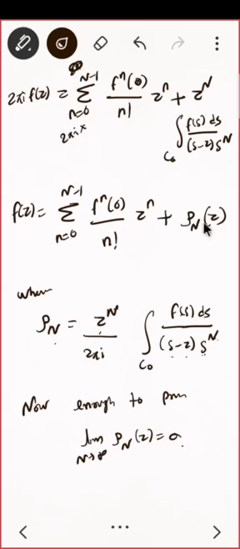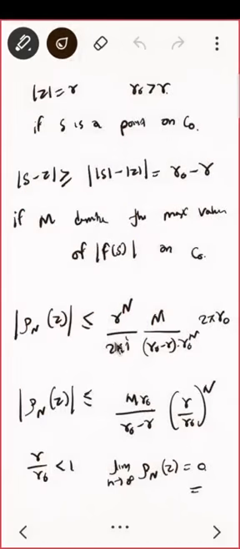If I take the limit, I want to prove this guy is 0. So how to prove this guy is 0? To prove this is 0, I have to consider mod of that. So let us see. Mod z is already r, and s is a point on c naught. So mod of s minus z will be greater than or equal to mod s minus mod z, and mod s maximum may be r naught, and mod z is already r. So r naught minus r.